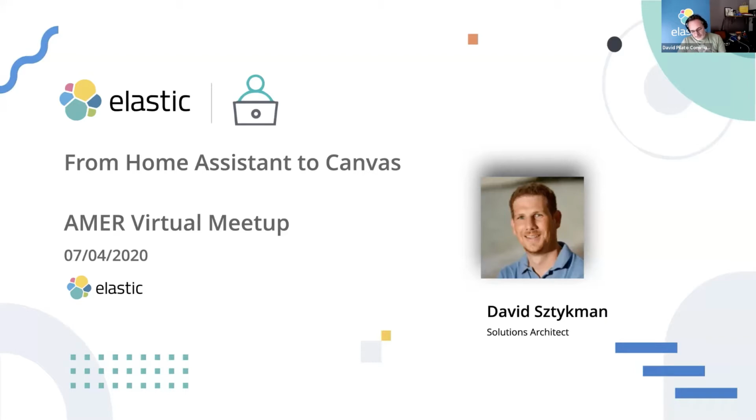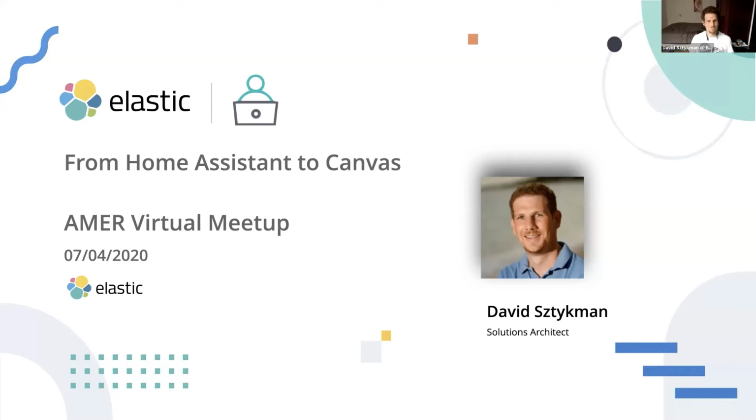Maybe you can notice that I'm coming from France. I have this lovely French accent, and I'm part of the community team. And we asked our colleague David to give a session about what he did at home with his Home Assistant and what he can see in Canvas with all the things that he can track. So David, it's your turn.